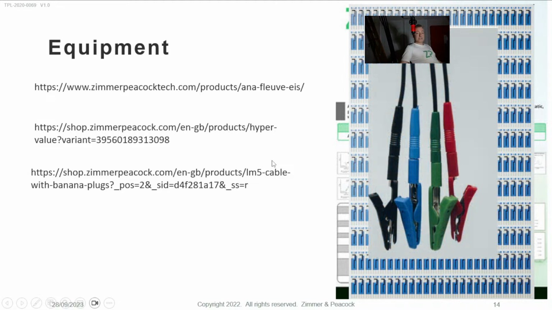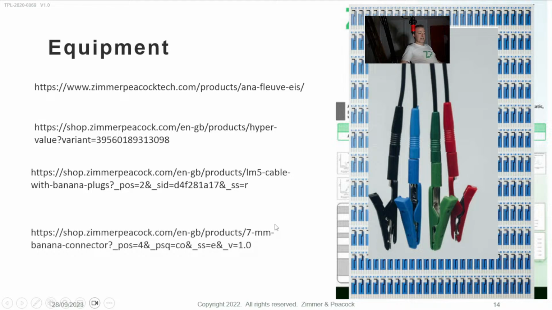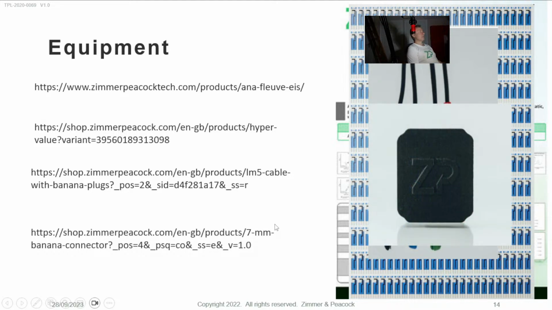You really need a cable to go between the potentiostat, but then you also need a connector. And something I was running into yesterday, actually, somebody had a poor connector, and it was affecting their reproducibility. And it was just really because they had a poor connector. So I put a connector here.